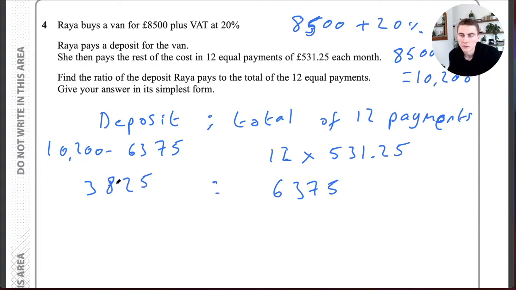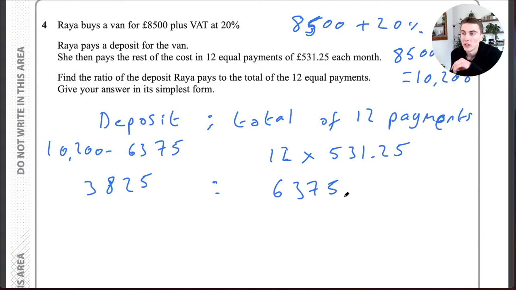We know that this here is the deposit. This here is how much you paid in the 12 equal payments. Yeah, together they add up to the total cost of the van. And we just need to find the ratio of these. This already is a ratio, but they've asked us to put it in the simplest form. So that normally means the numbers have to be as small as possible and whole numbers.